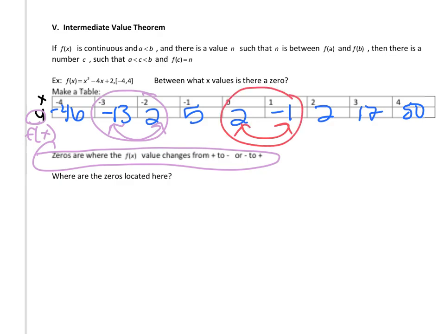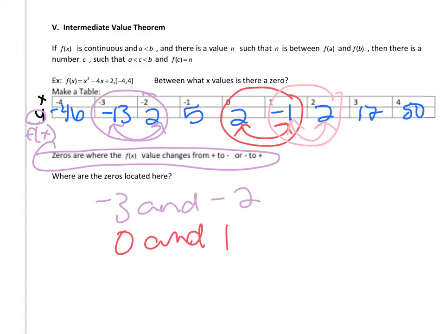So there's one in between negative 3 and negative 2. And there's one in between 0 and 1. And if you look, I went from negative 1 back to positive 2. So there's another one between positive 1 and 2.